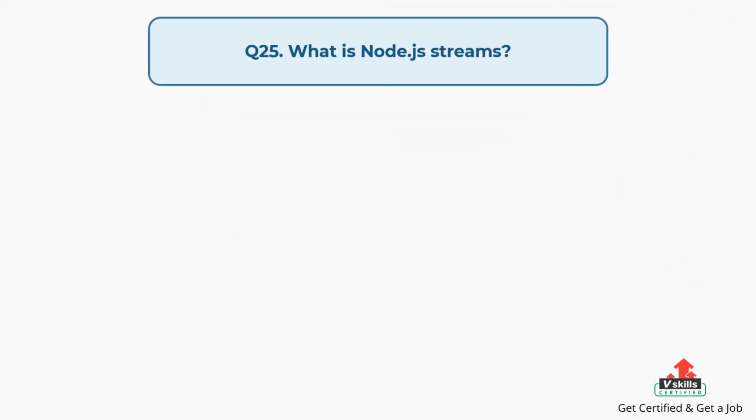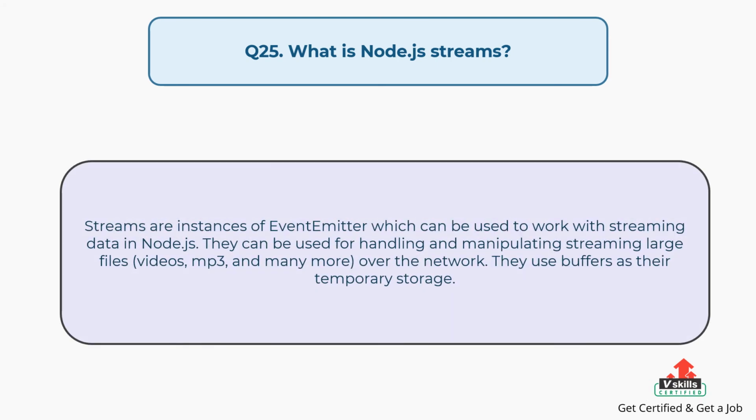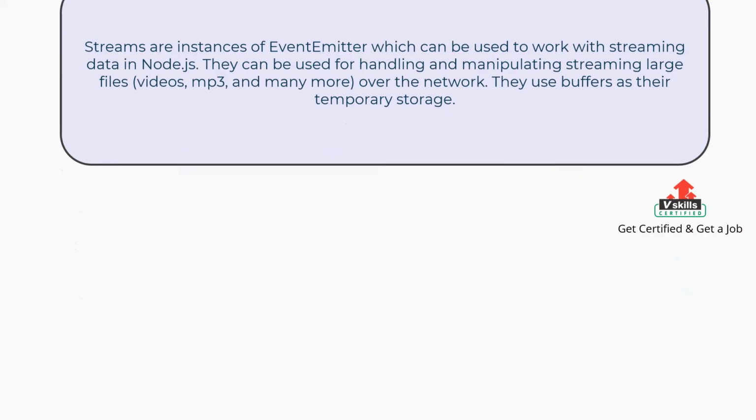Question number 25. What is Node.js streams? The answer is: streams are instances of event emitter, which can be used to work with streaming data in Node.js. They can be used for handling and manipulating streaming large files, videos, MP3, and many more, over the network. They use buffers as their temporary storage.